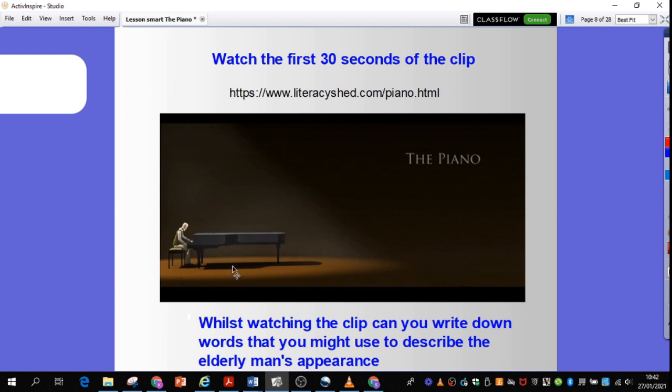Now I watched it quite a few times to get my list, but think about how he's sat, is he by himself? Look at his head, look at his hands, look at the way he's holding his body, look at the way he interacts with the keyboard on the piano, all sorts of things like that. And then you're going to come up with a list. So that's what I would like you to do now, Year 6.